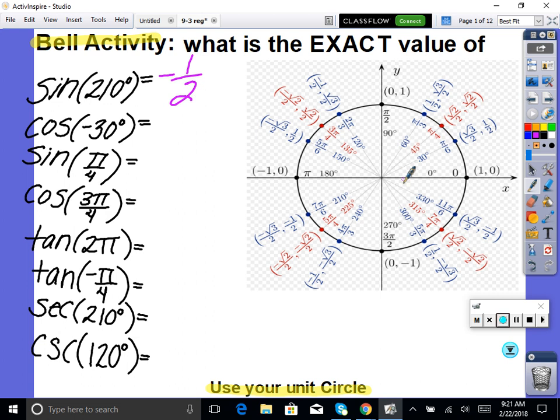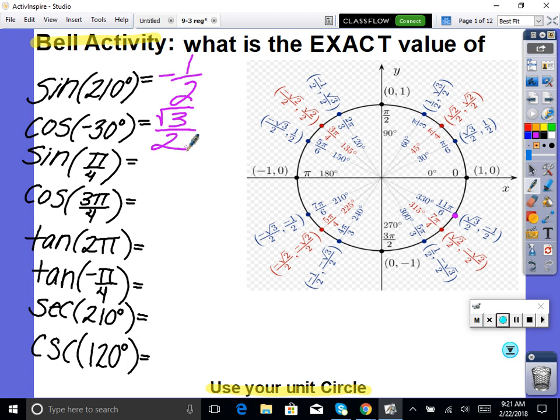Cosine of negative 30 degrees. Guys, 30 degrees is going up, negative 30 degrees is going down. Or you can find the coterminal angle and it will fall in the same spot, right? So we're looking at right here, negative 30 degrees, or 330 if you found the coterminal, same thing. So our cosine is √3/2. Did you get it right?